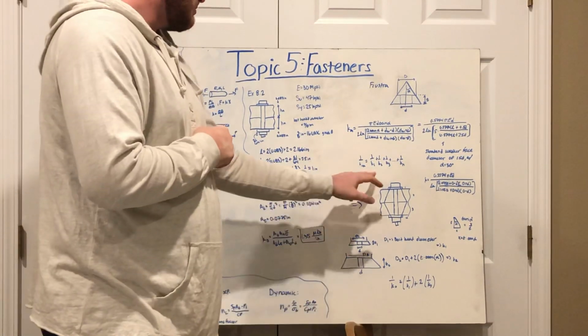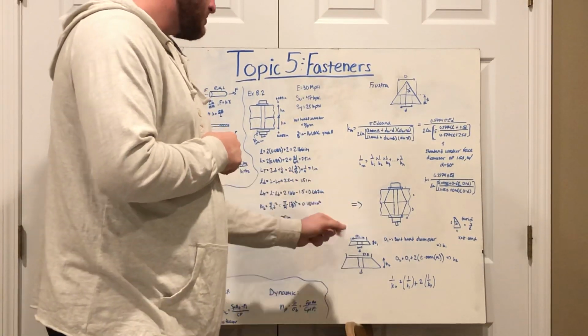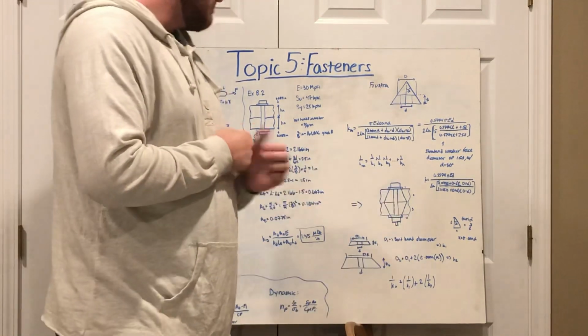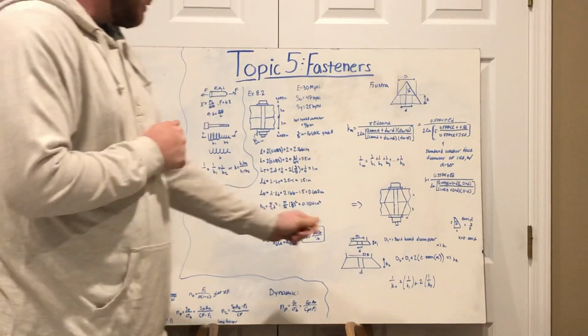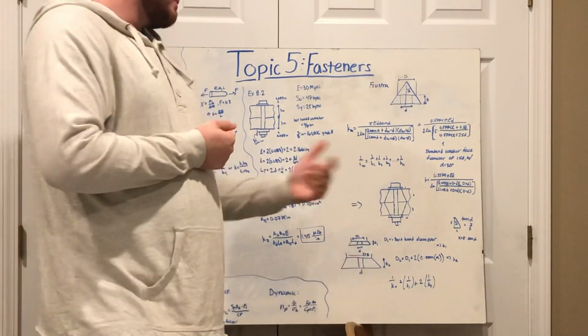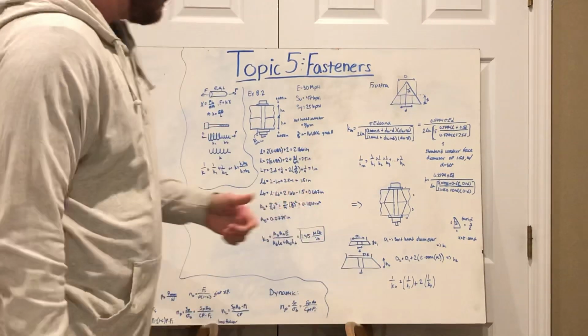Now, we have our little frustra up top from the washer, given like this. Our D1 is going to be based off this part of the bolt, and our little d is the thickness of the bolt going through there. And we have our thickness of the frustra given by the thickness of the washer.